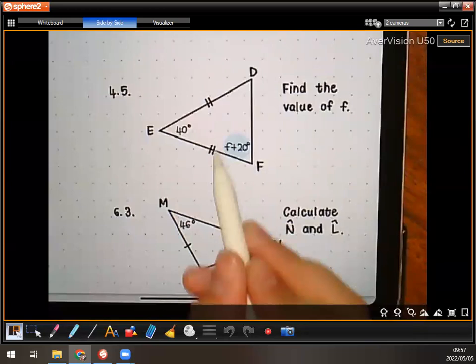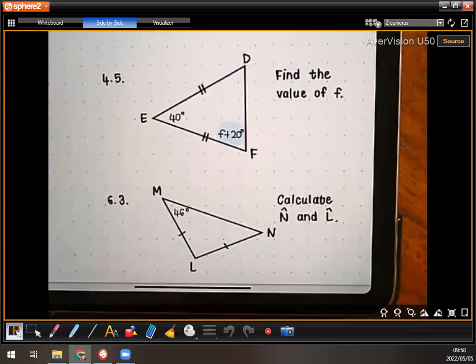Okay, the last two questions are 4.5 and 6.3. So 4.5 is the one that I said is quite difficult. In 4.5, they want you to find the value of f, but that angle is actually f plus 20. All right, so you are going to have to calculate this angle, which is f plus 20, and then figure out if that whole angle is f plus 20, what is f? Okay, so it has an extra step. See if you can do that.